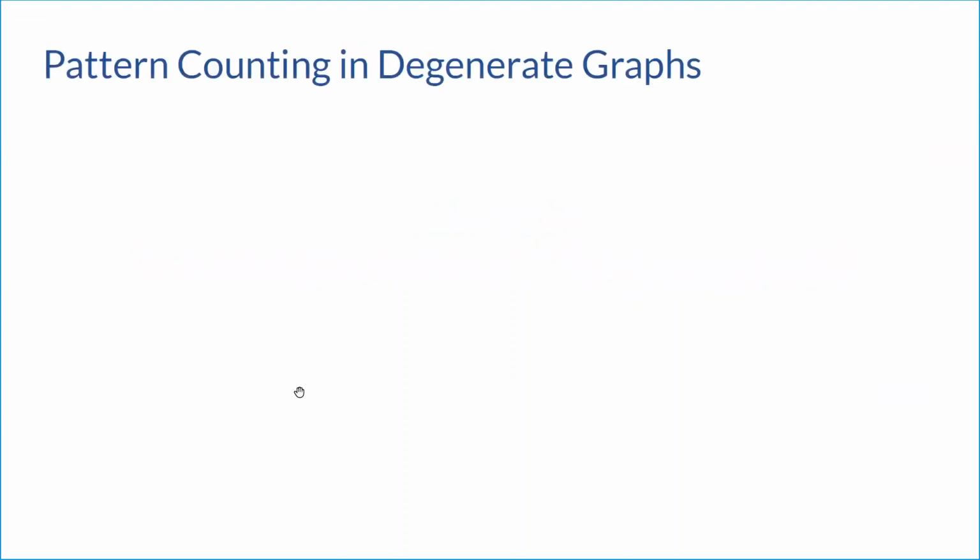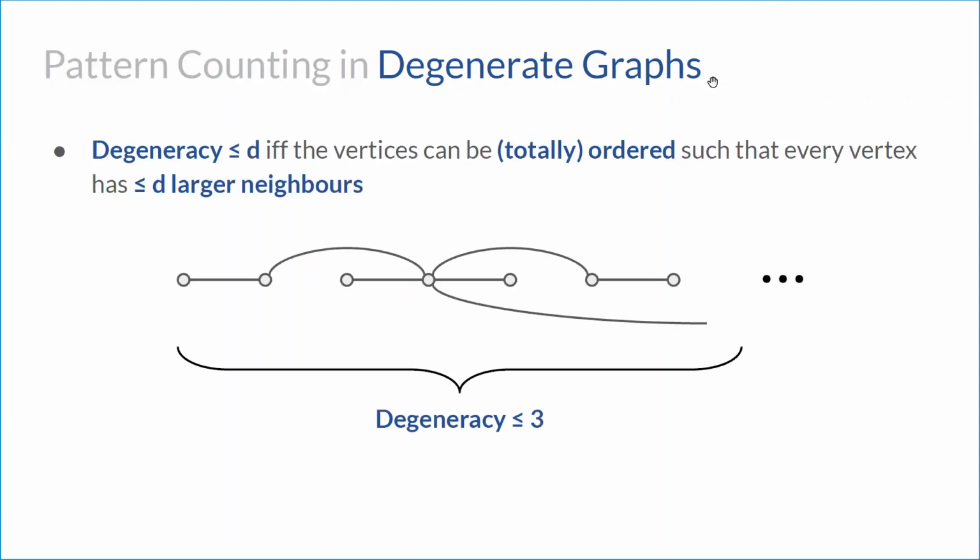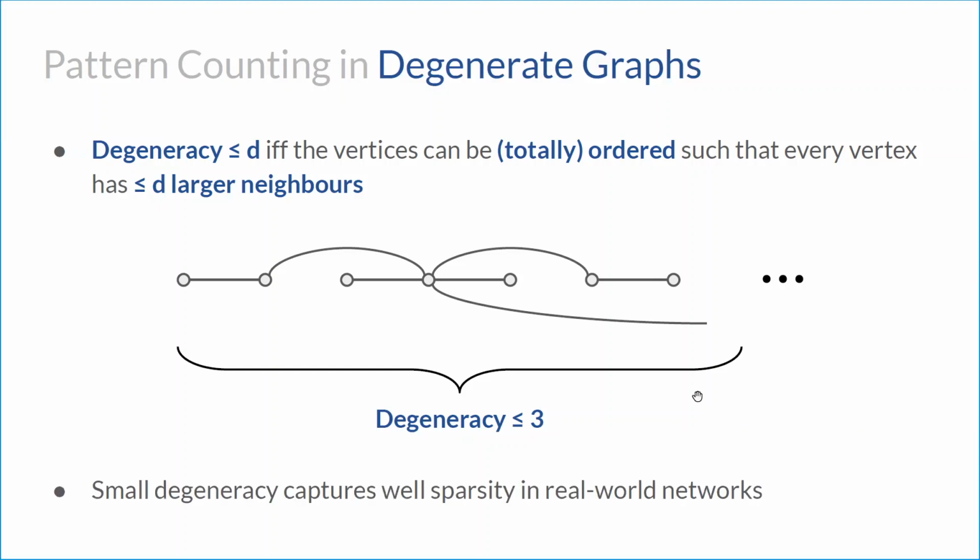More precisely, we restricted ourselves to degenerate host graphs. So let me start with a recap of the definition of degeneracy. We say that a graph has degeneracy at most D if we can order the vertices of the graph in a total order, such that every vertex has at most D neighbors that are larger with respect to this order. For example, this graph here has degeneracy at most 3, because every vertex is adjacent to at most 3 vertices that are larger. And small degeneracy captures sparsity in real-world networks pretty well, which is the motivation for taking a look at degenerate graphs.